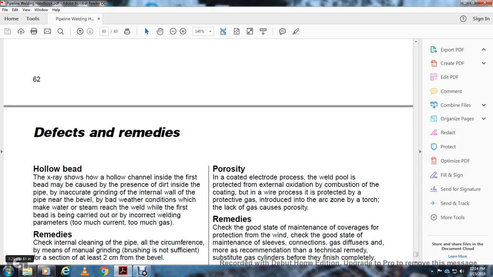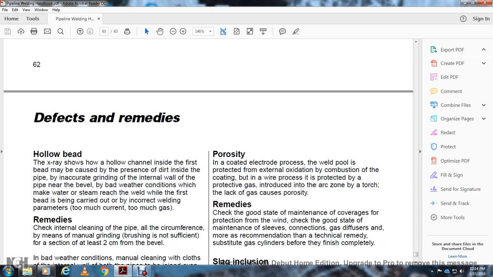Defects and remedies. Hollow bead: a hollow channel inside the root of the bead, which may be caused by dirt inside the pipe, insufficient grinding of the internal wall of the pipe near the bevel, bad weather conditions with water or steam reaching the weld, or incorrect welding parameters in the first pass, such as too much current and too much gas.